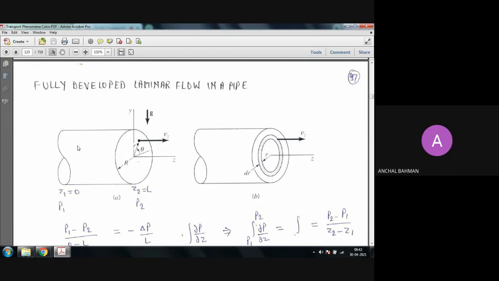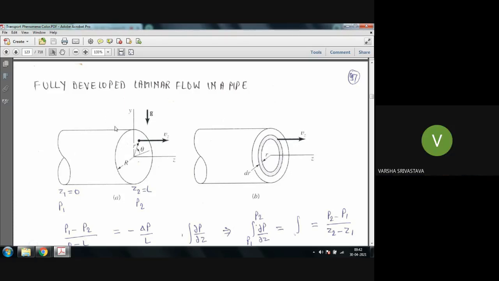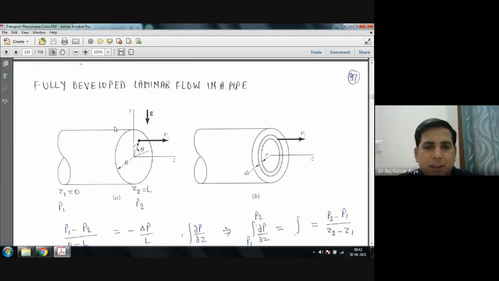Do you know now what you mean by fully developed flow? Yes, sir. Can anyone tell what is fully developed flow? Sir, it is a region where the flow of fluid, where the velocity profile does not change with the downstream distance. Actually, voice is breaking. I can't hear properly.